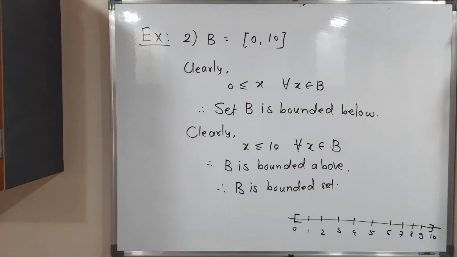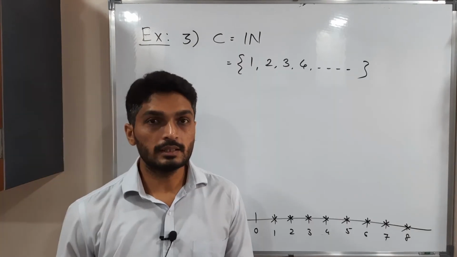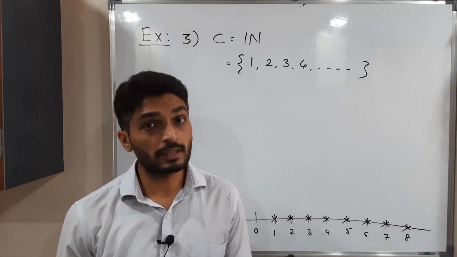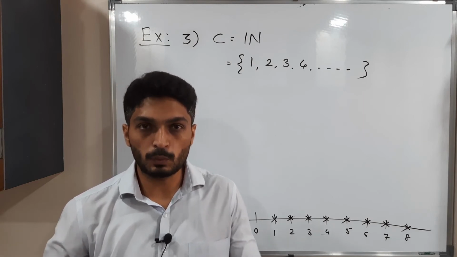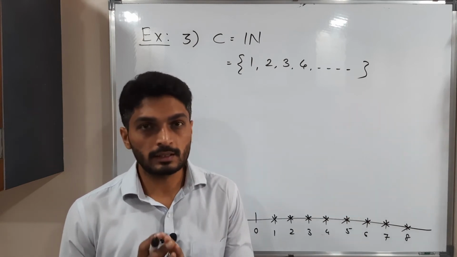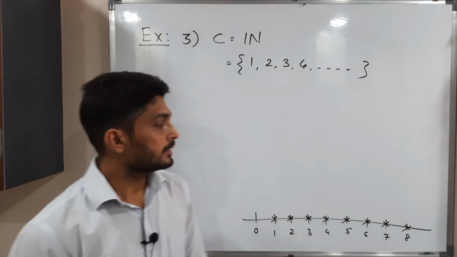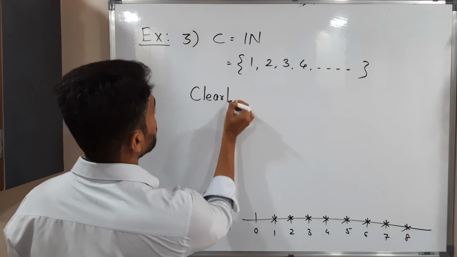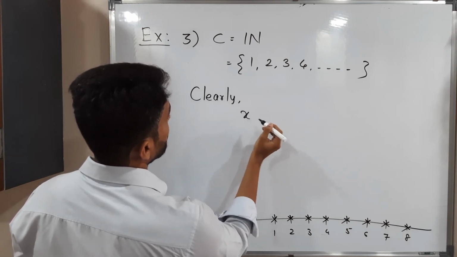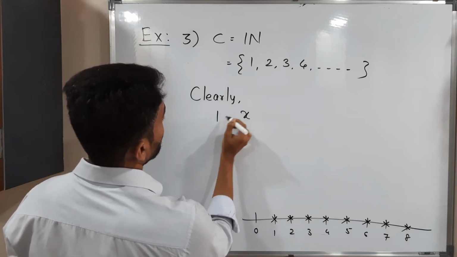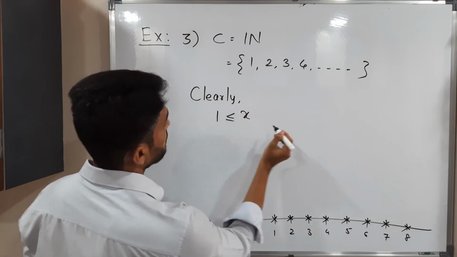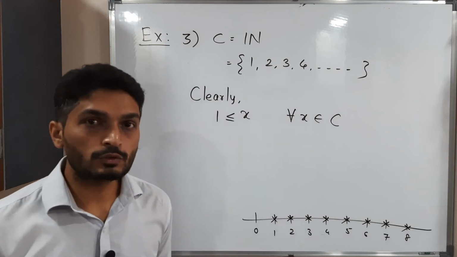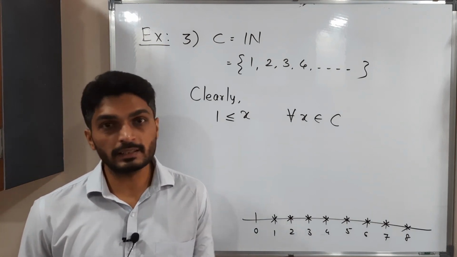After that we will discuss one more example. In example 3 we have set C, which is the set of natural numbers. You are familiar with the set of natural numbers 1, 2, 3, 4 and so on. All these are natural numbers. What can we write here? Clearly 1 is less than or equal to x for all x belongs to C. All elements of C, that means natural numbers, are greater than or equal to 1.